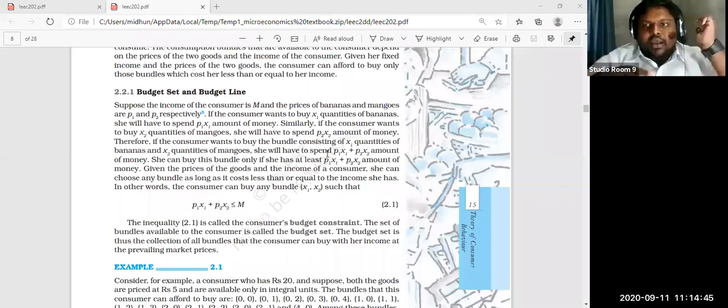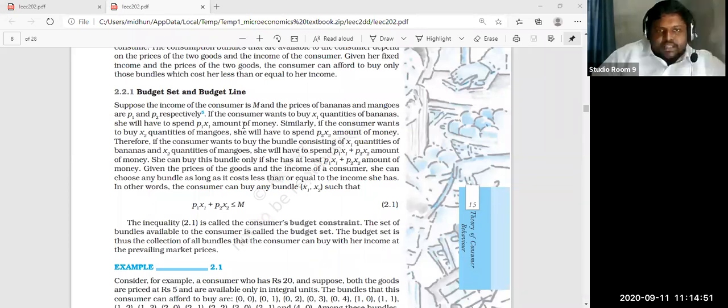Just to underline that properly. You know the meaning of these notations now, right? P1 and P2. Here one is a banana, two is a mango. That's what P1 and P2 are. X1 and X2 are the quantities of bananas and mangoes. Clear? So if you want to purchase two products from the bundle, it should be like this.